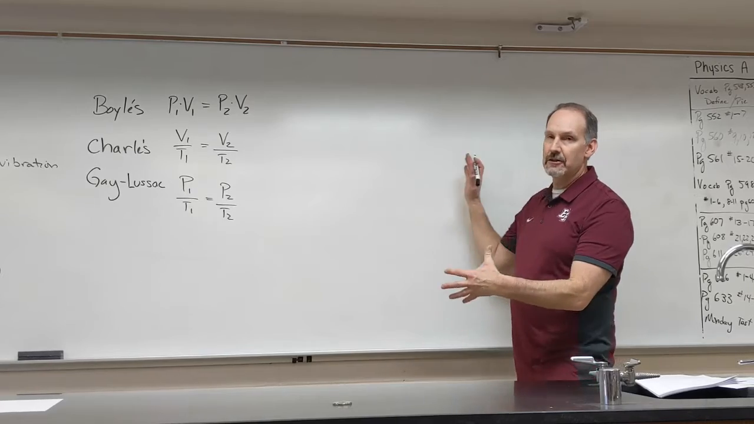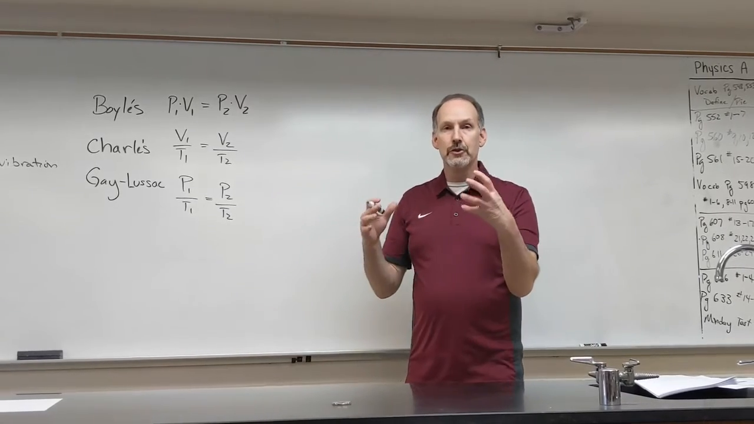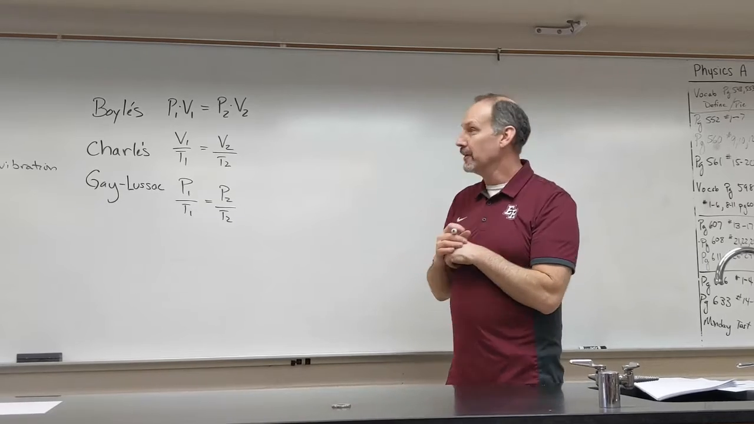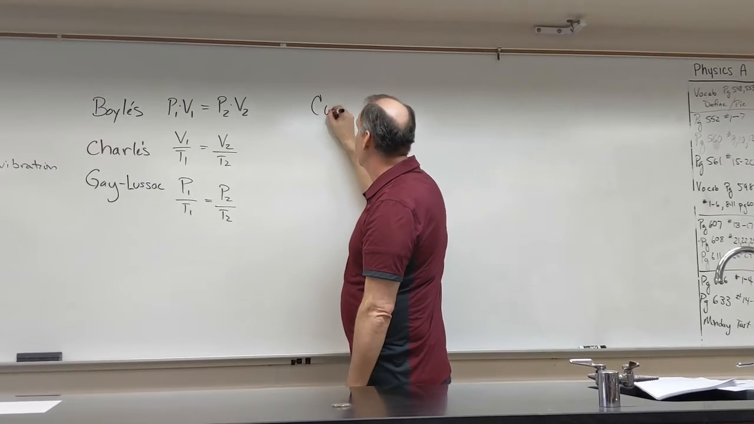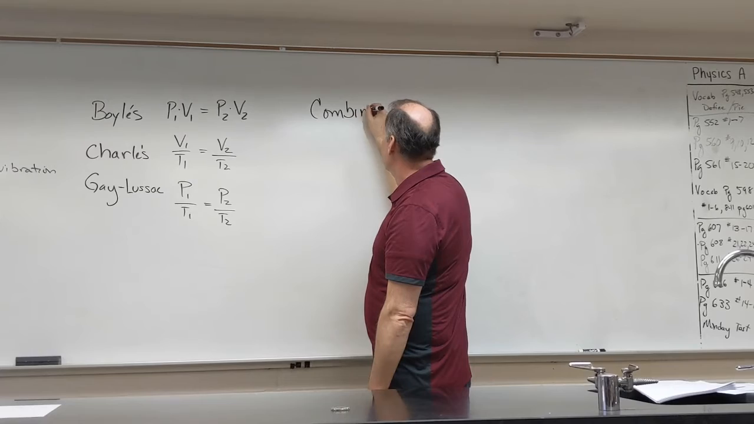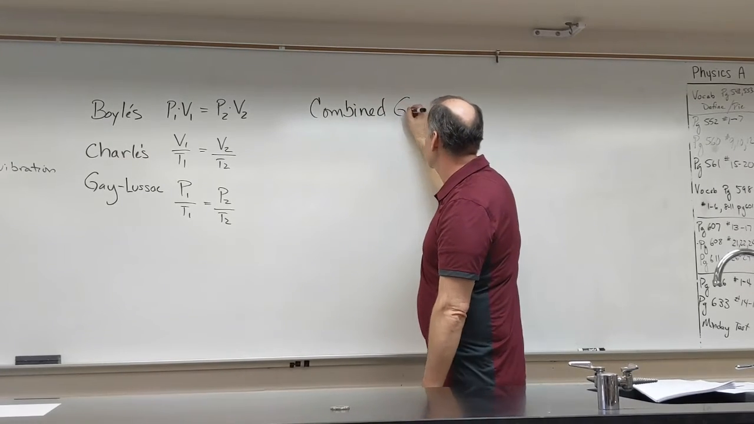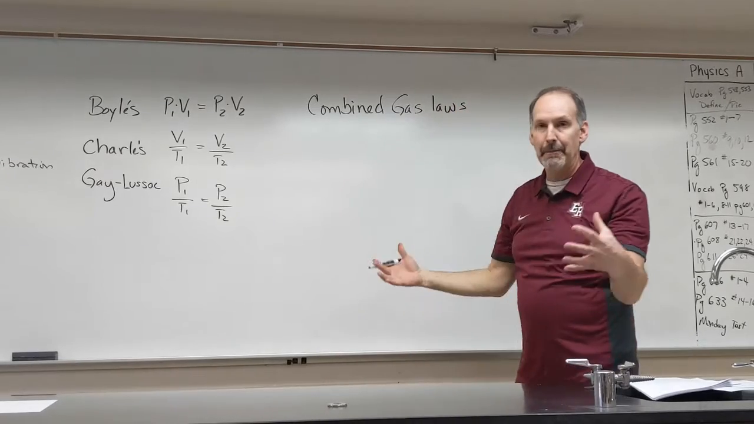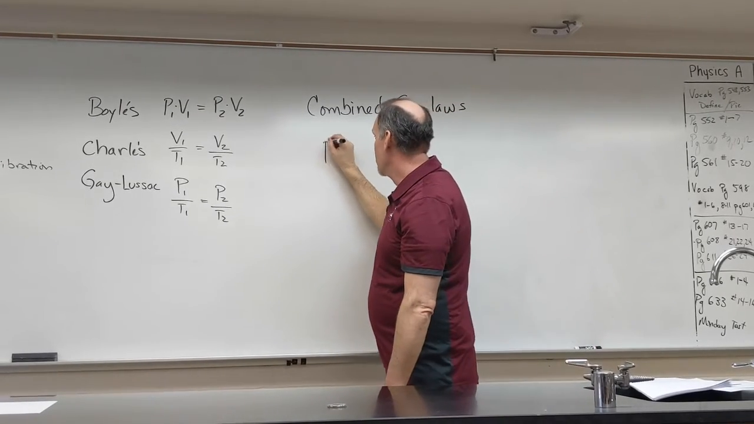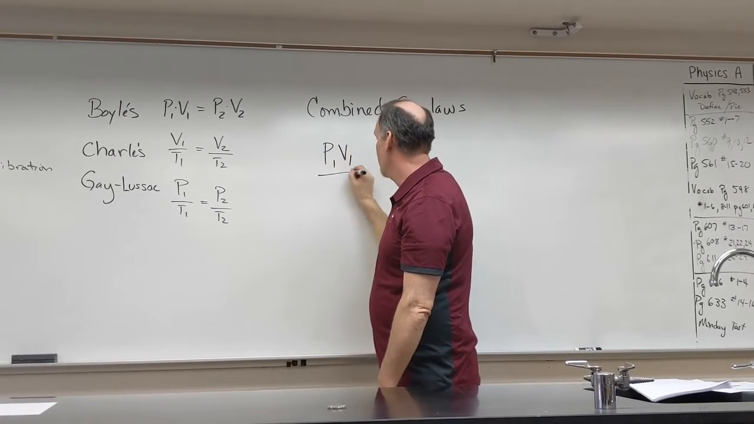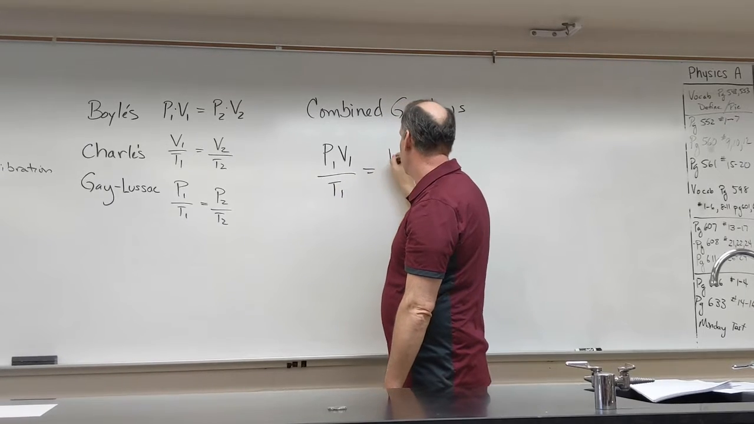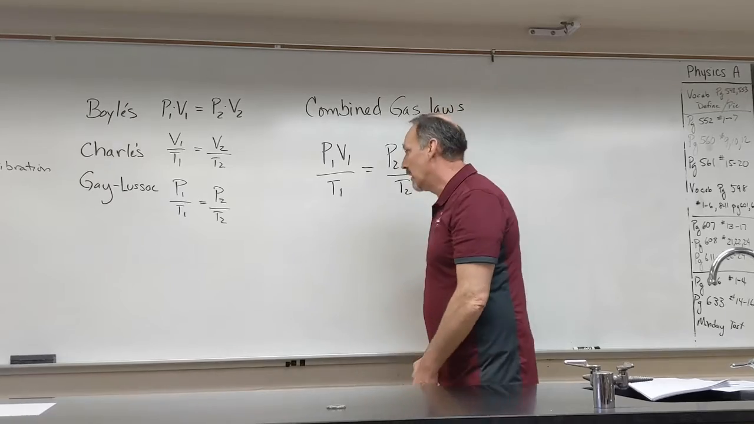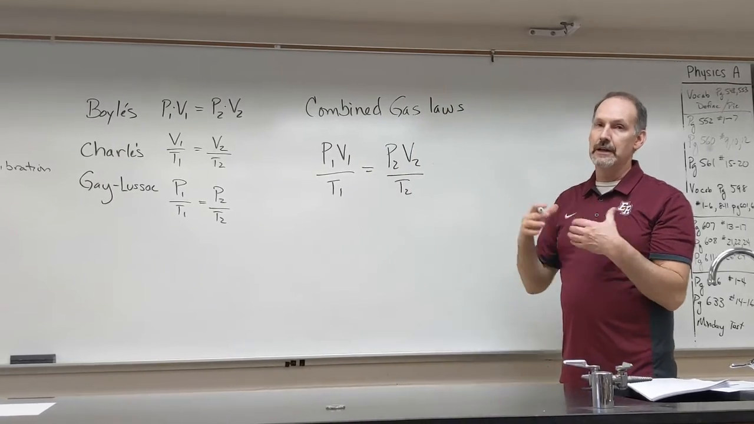Okay, so we've condensed our formulas over here. We want to introduce a quick little formula that actually helps you remember these better. We're going to write down what is called the combined gas law. And the combined gas law is really simple. It just takes all of these laws right here and combines them into one. So we're going to write P1V1 over T1 equals P2V2 over T2.